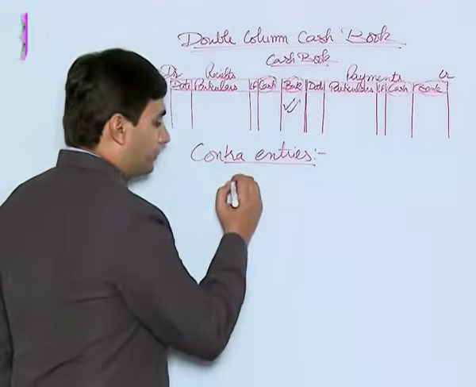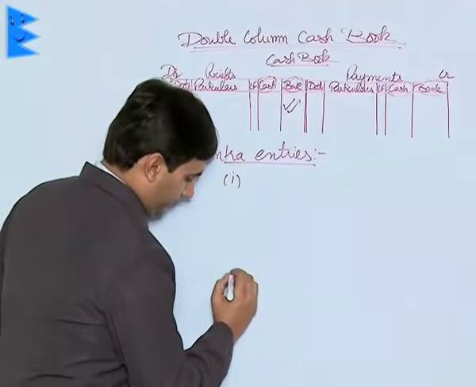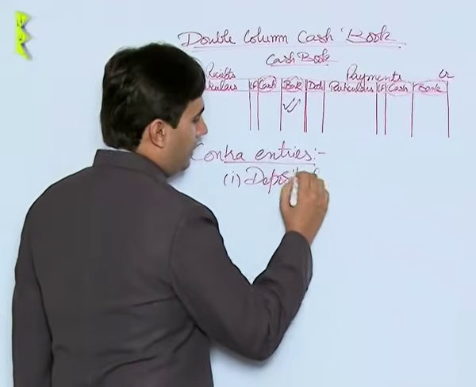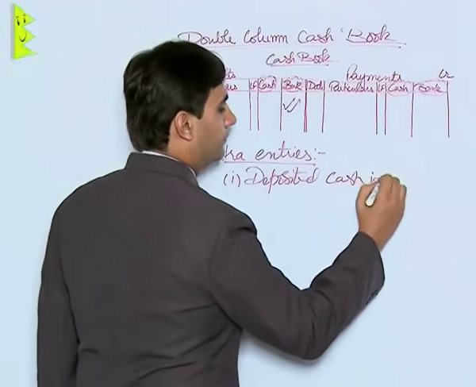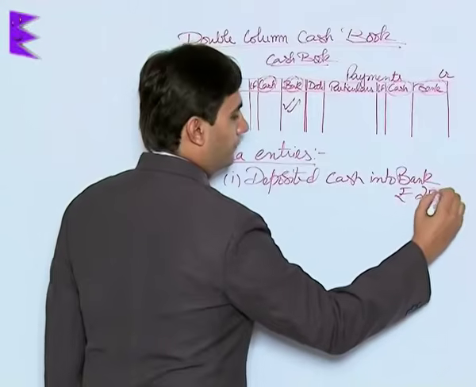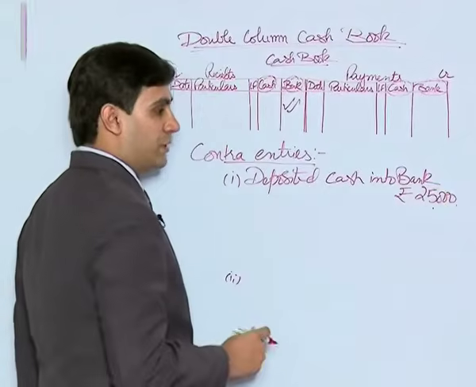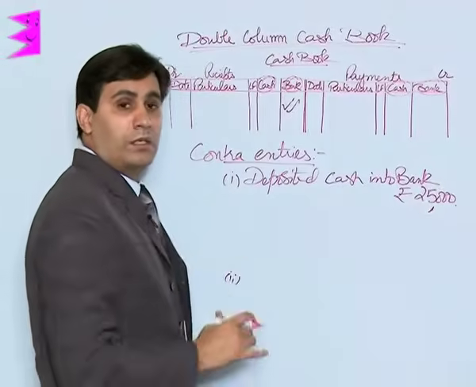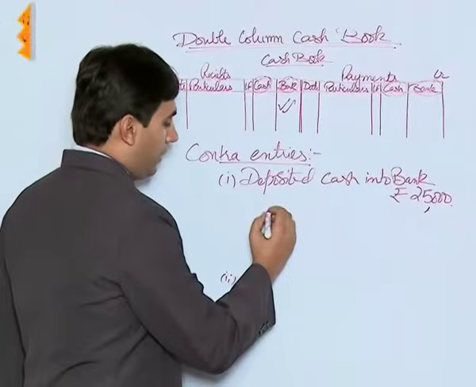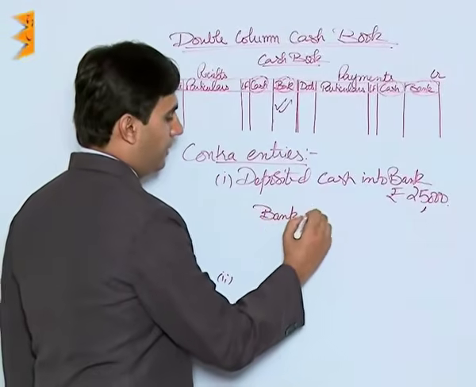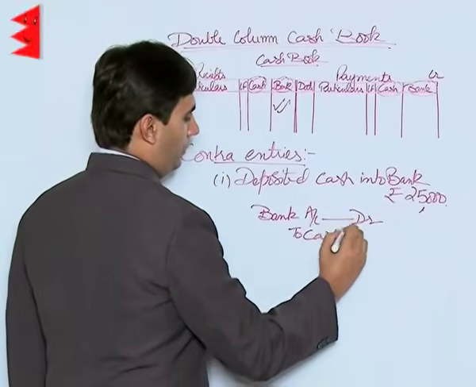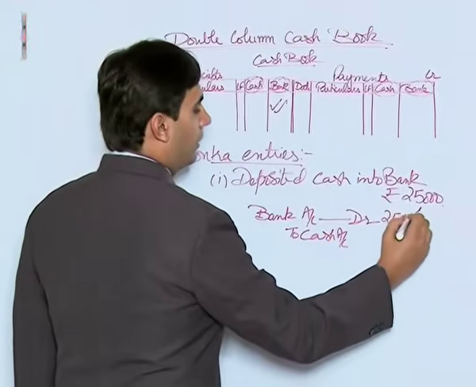Now let us illustrate. There are two types of entries. One is deposited cash into bank, rupees 25,000. Now students, deposited cash into bank. Let us generalize this transaction. Now since we are depositing cash into bank, bank is the receiver. The journal entry would be bank account debited to cash account. The amount would be 25,000.